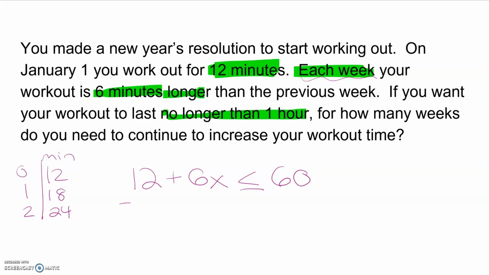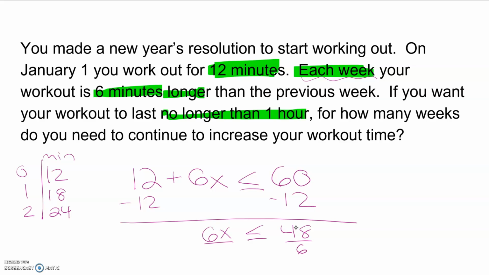So again, I'm going to solve. I'm going to subtract 12 from both sides. So I'd have 6x is less than or equal to 48. And then I'm going to divide by 6 on both sides. So x is less than or equal to 8. 8 what? Remember, this is the amount of time I increase my workout. So up to 8 weeks. You want to think about what x represents when you're labeling.